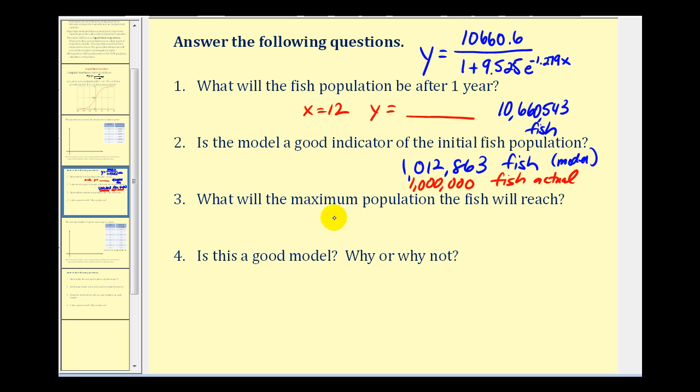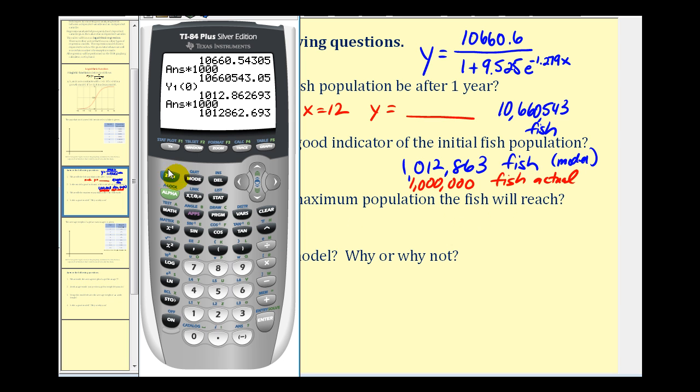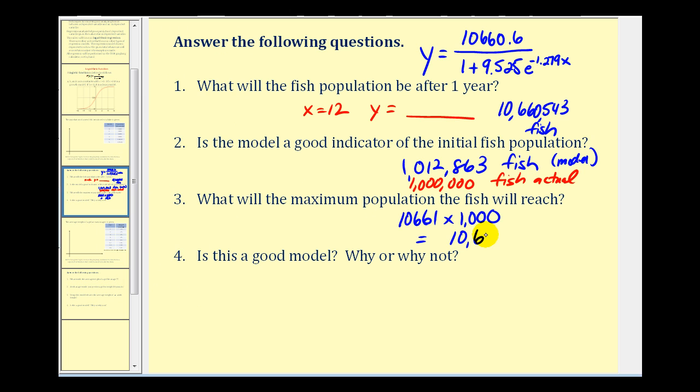Number 3 asks, what will the maximum population be? If we go back to our table and start scrolling down, notice how the population levels out at approximately 10,661. And again, that would be thousands. So that would be 10,661,000 fish as the maximum population.